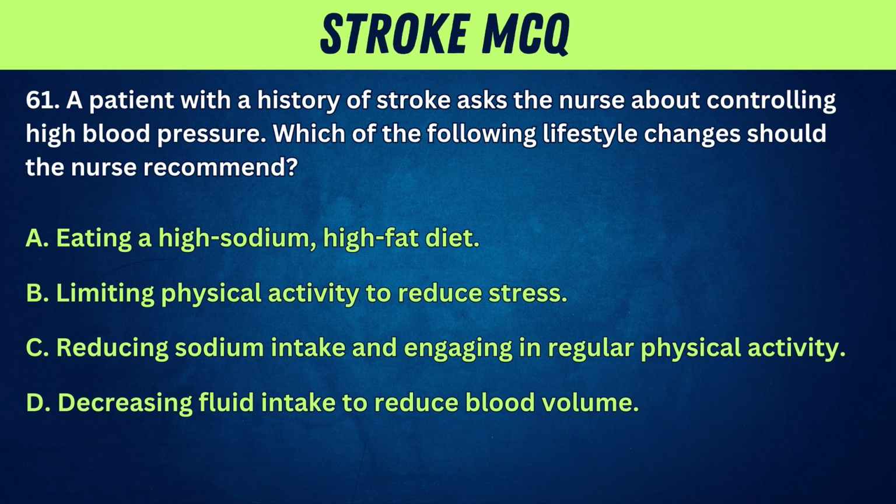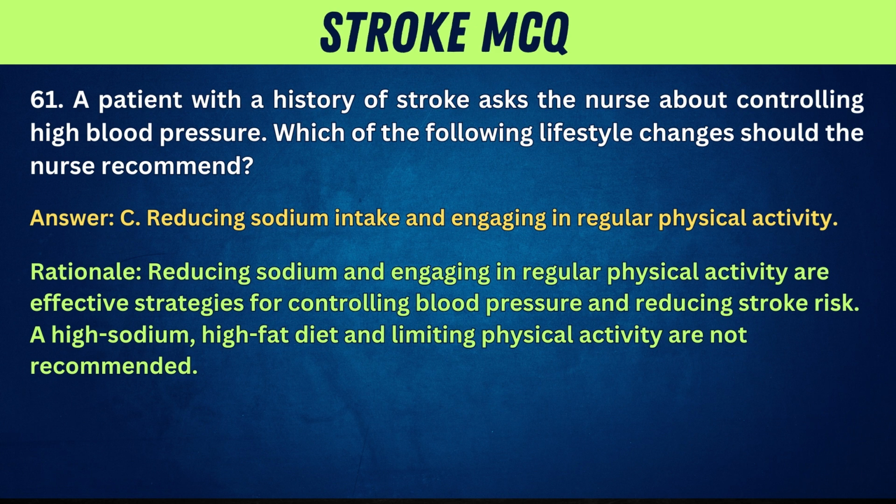61. A patient with a history of stroke asks the nurse about controlling high blood pressure. Which of the following lifestyle changes should the nurse recommend? A. Eating a high-sodium, high-fat diet. B. Limiting physical activity to reduce stress. C. Reducing sodium intake and engaging in regular physical activity. D. Decreasing fluid intake to reduce blood volume. Answer: C. Reducing sodium intake and engaging in regular physical activity.